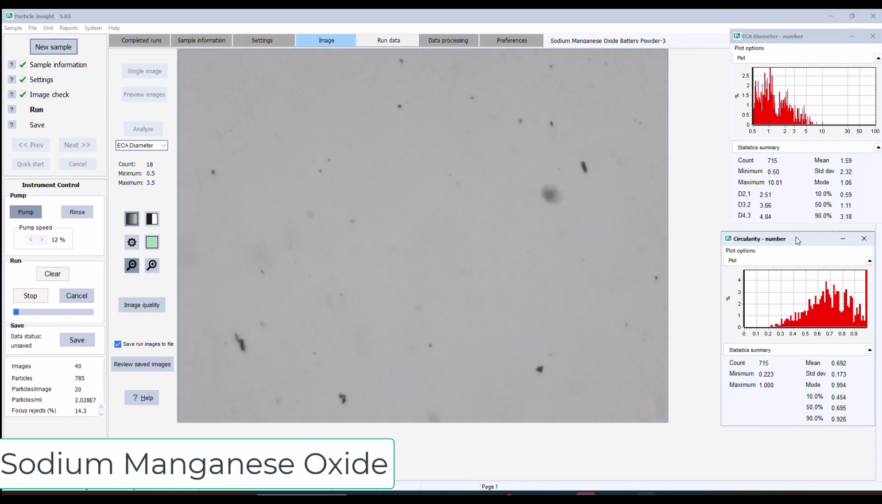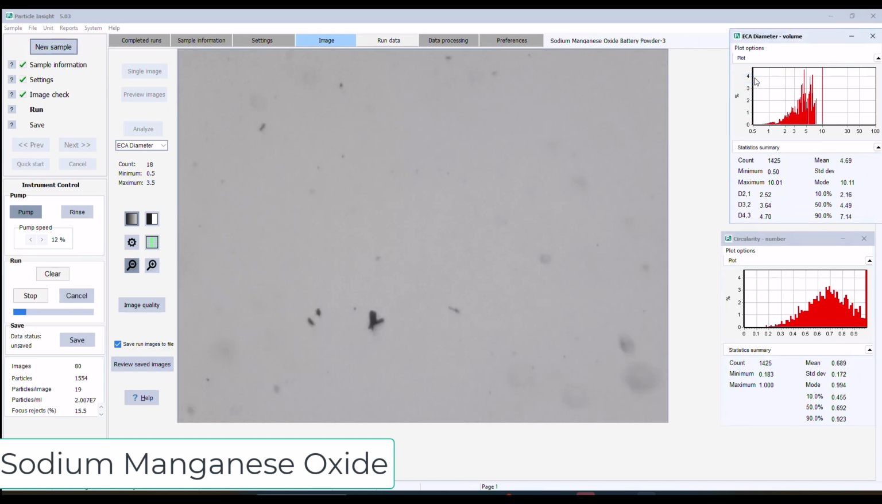For this sample, we're going to show a number weighted distribution, but then we're going to switch over to a volume weighted distribution. The volume weighted distribution is something that you would normally see with other techniques such as laser diffraction. Dynamic image analysis has the ability of showing both a number weighted distribution as well as a volume weighted distribution, so we have the benefit of having both.